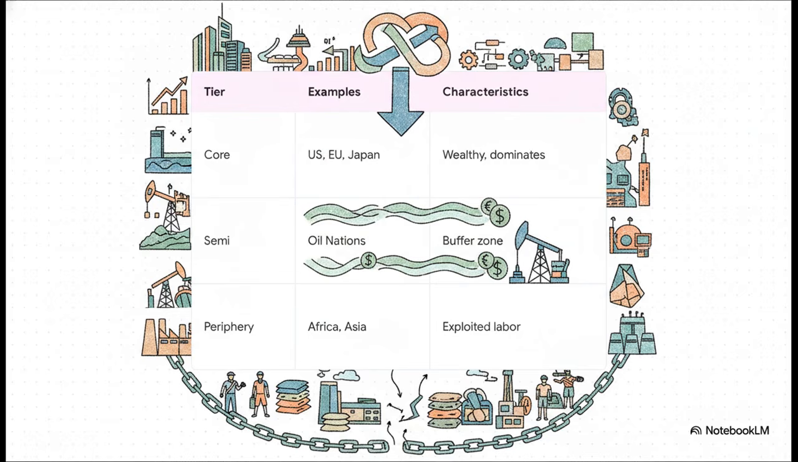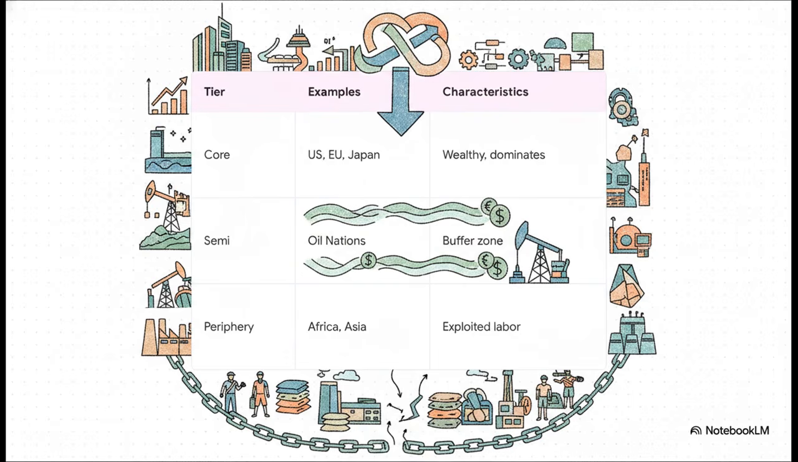So inside this global organism, there is a very strict structural power hierarchy, and it's all based on unequal exchange and capital accumulation. The world is basically divided into three tiers. At the very top, you have the core. These are nations like the US, the EU, and Japan. They're advanced, high-tech, wealthy, and they completely dominate the system. Down at the bottom is the periphery, regions in Africa, Latin America, and parts of Asia that provide labor-intensive production and raw materials. And right in between is the semi-periphery, acting as kind of a buffer zone.